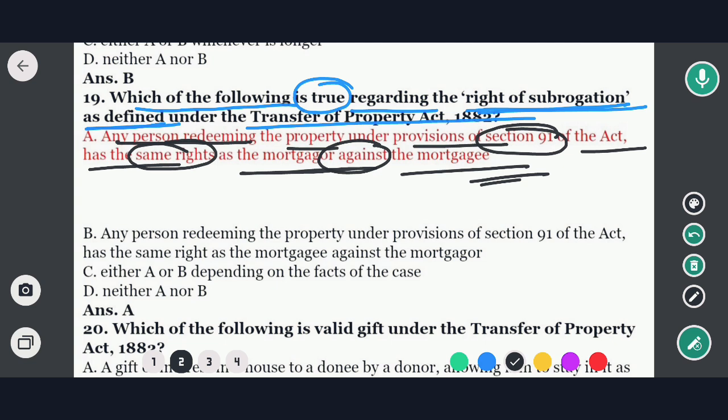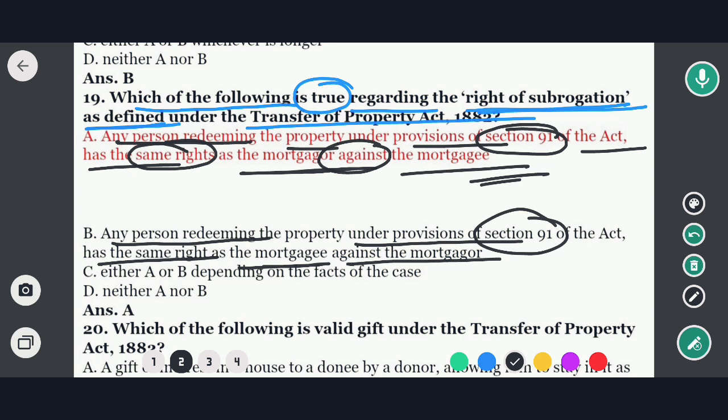Now the second option is, any person redeeming the property under the provision of section 91 of the Transfer of Property Act has the same right as the mortgagee against the mortgagor; either A or B, depending on the facts of the case; and neither A nor B. So in this case option A would be the correct answer.